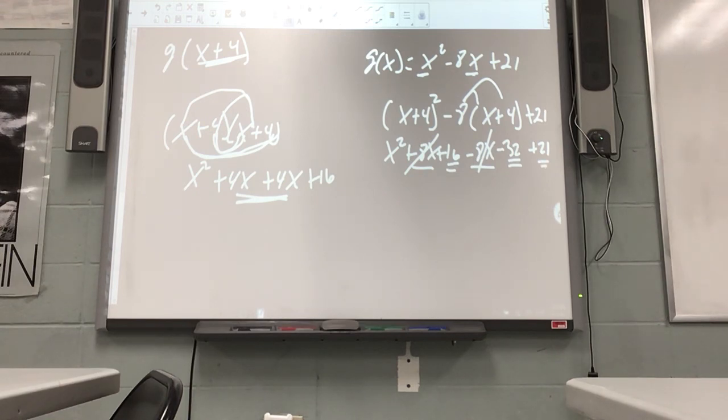It's not a negative 16. Wait, why wouldn't it be a negative? It is, you're right, it is, because I forgot we combined it with the negative 32. You're right, very good. So Kinley and Riley are correct, negative 16 plus 21 is 5. So all you've got left is x squared plus 5. No, minus. Uh-huh, that's your answer.